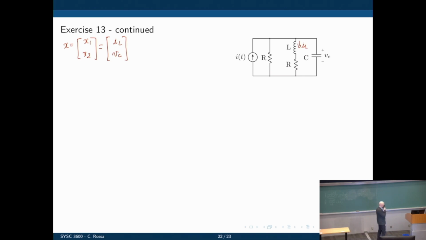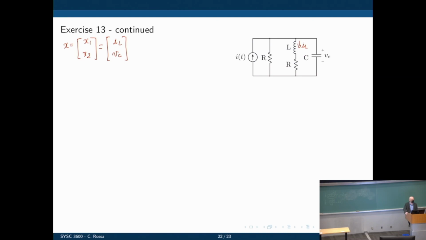Anything else can be derived as a function of that. Now that we define our state variables, what we are looking for to find the state space equations are equations that will give the derivative of these 2 variables as a function of other state variables and the input. So we need the derivative of IL and the derivative of VC. Which equation can we come up with that directly gives the derivative of VC?